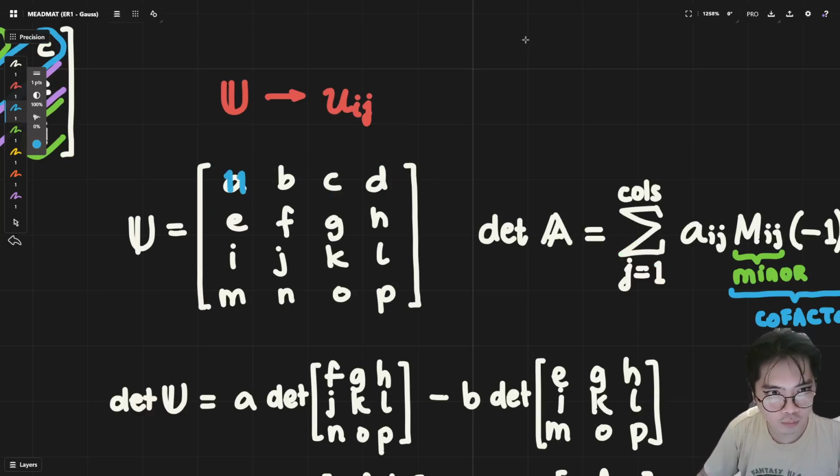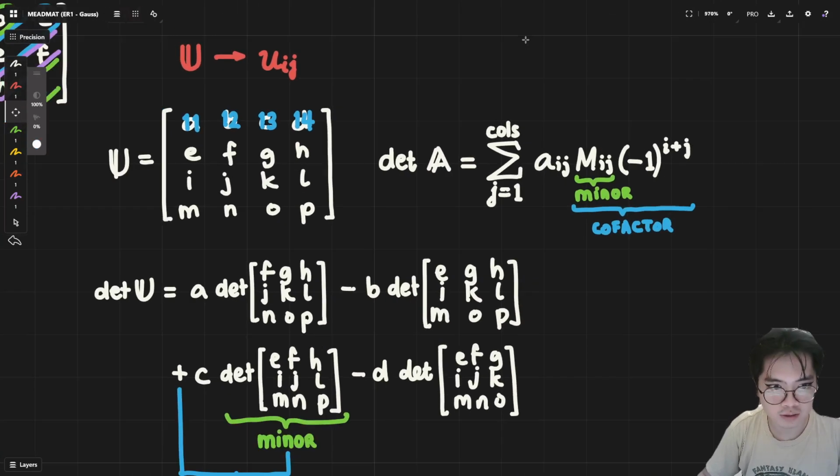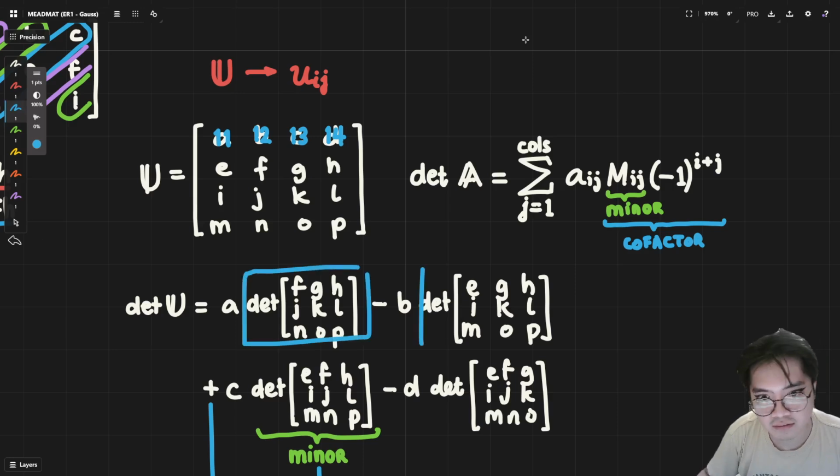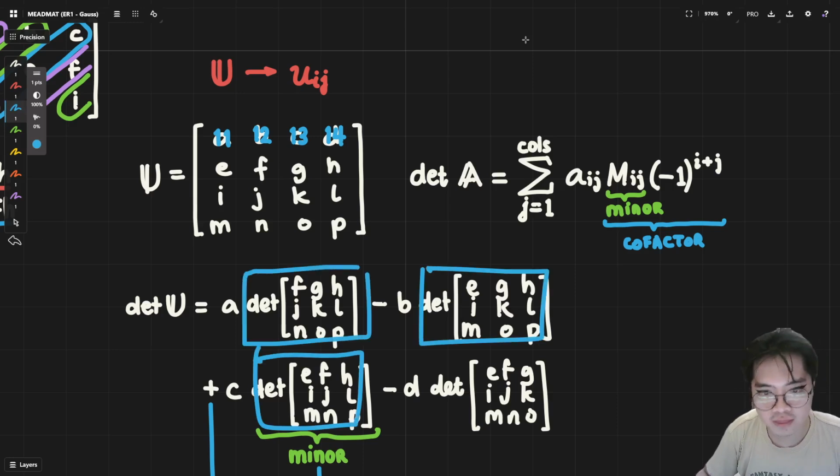Row 1, column 1, row 1, column 2, row 1, column 3, row 1, column 4. Notice, this is what we were doing earlier. This is the element at row 1, column 1. This is the element, row 1, column 2. This is the element, row 1, column 3. This is the element, row 1, column 4. And the minor in this case is this thing, this thing, this thing, and then this thing.